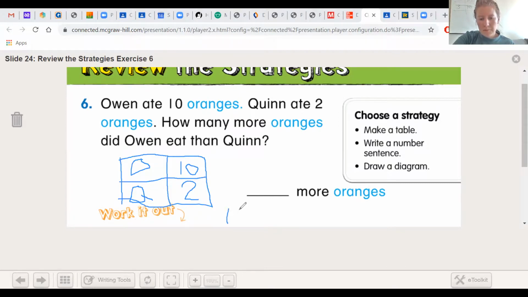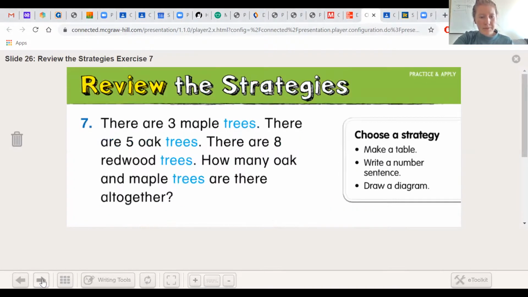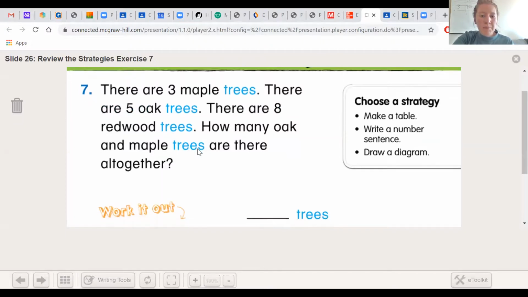We take the big number, 10, and we subtract the smaller number, 2. I know that 2's partner that makes 10 is 8. So I know that he ate 8 more oranges. Awesome. Pause if you need more time. Next page. Sorry, not next page. Last one. There are 3 maple trees.